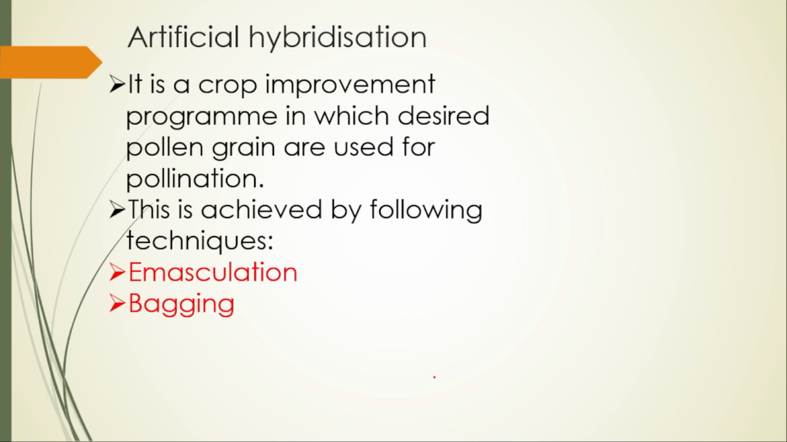So now let's talk about artificial hybridization. This is a process in a crop improvement program in which desired pollen grains are used for pollination. And this is achieved by emasculation and then bagging. These are the two big steps, I can say.